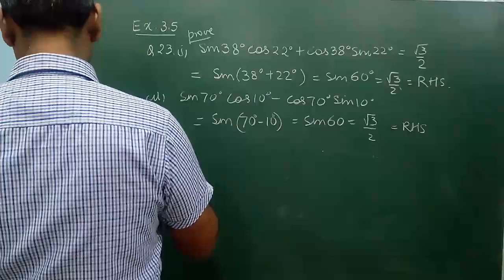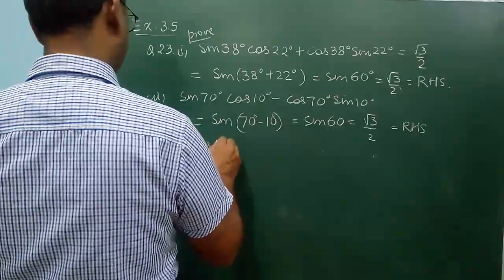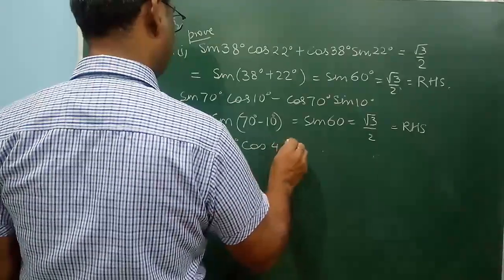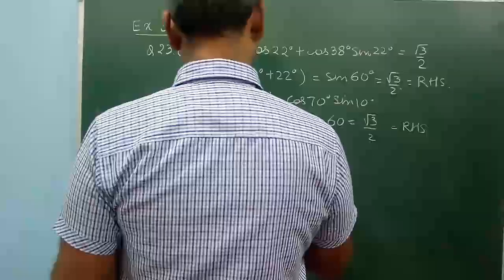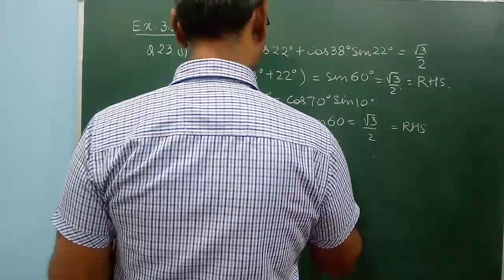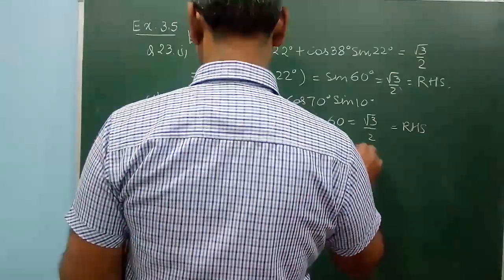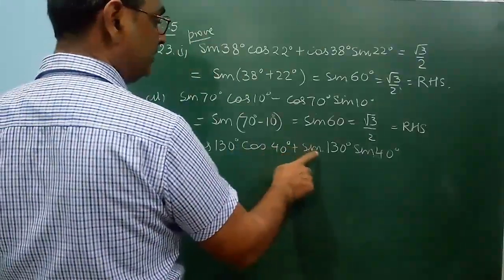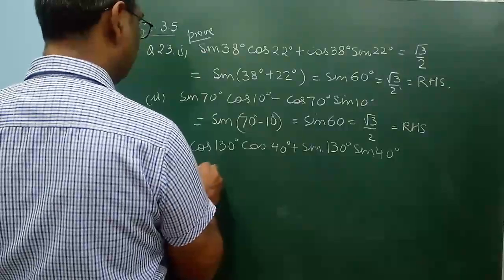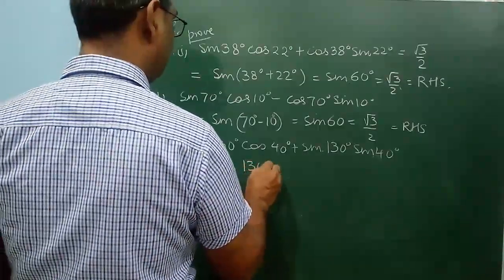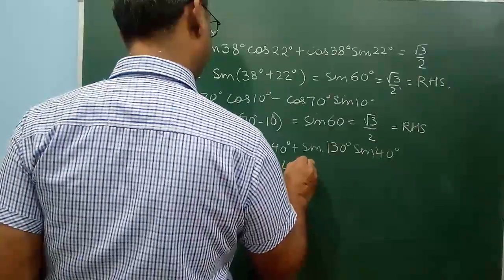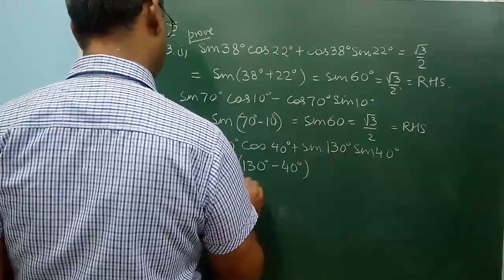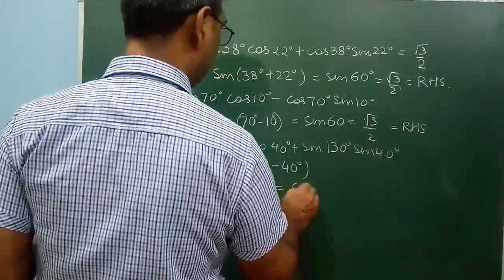Third part: cos 130 cos 40 plus sin 130 sin 40. This is cos C cos D plus sin C sin D, which equals cos(130 minus 40 degrees), and this is cos 90 degrees, equal to 0.